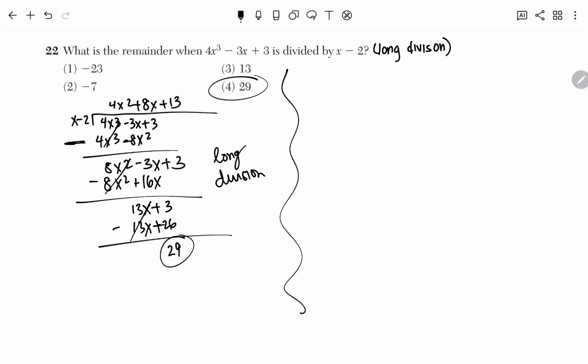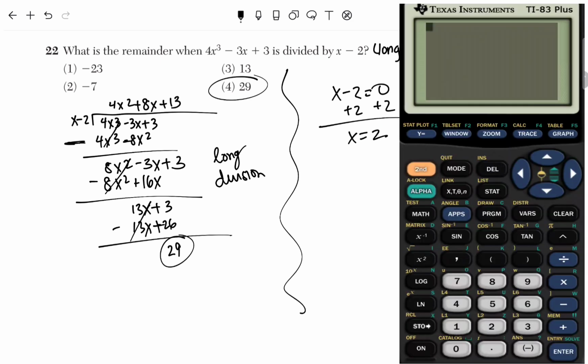Now, if you want to save time and do it on your calculator, that is absolutely fine. What you're going to do is set x minus 2 equal to 0. So add 2 on both sides, x equals 2. I'm going to store 2 in for x.